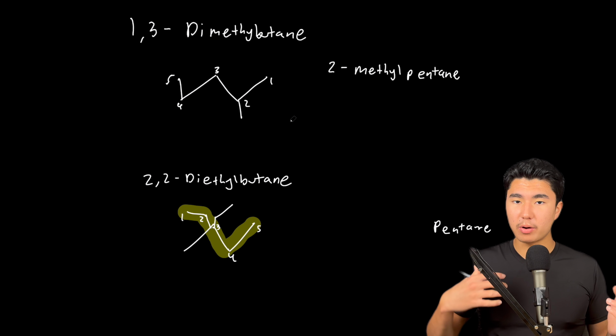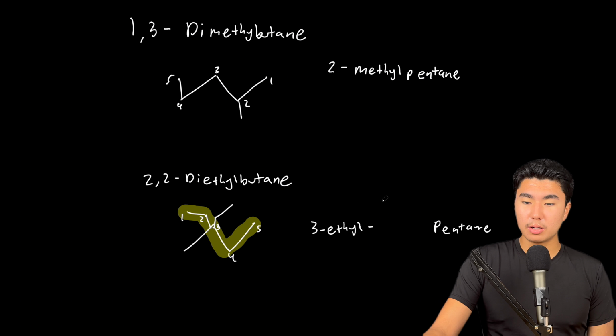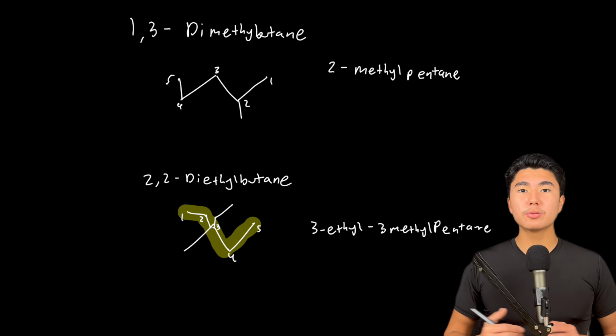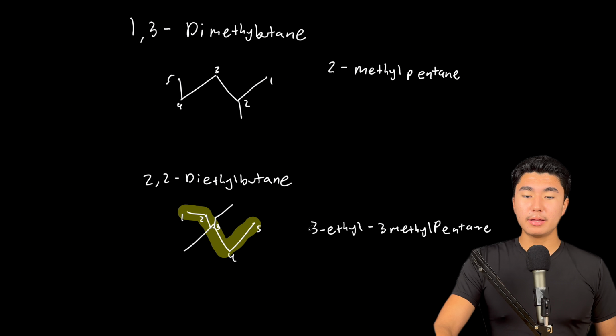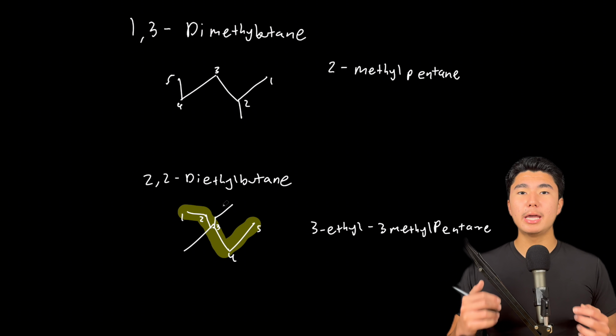E comes before M, so that's why we want to write 3-ethyl first, ethyl, and we're going to have 3-methyl. So that's 3-ethyl 3-methyl pentane. The 3-ethyls over here, 3-methyls over here, and we have 5 carbons, so that makes it a pentane.